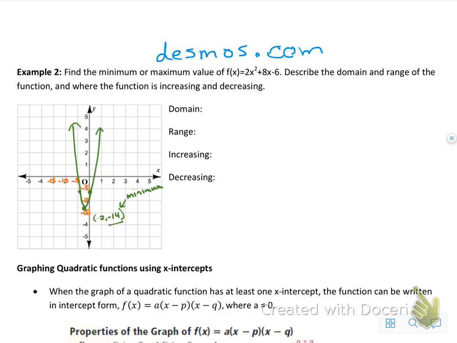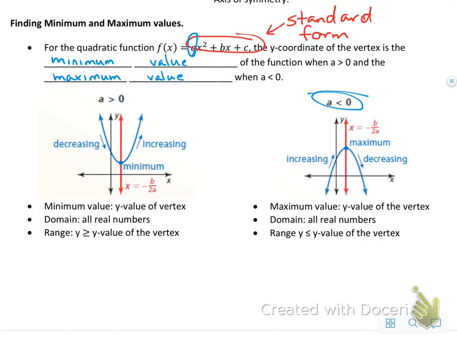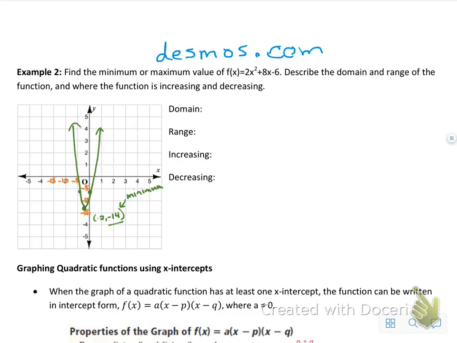Now we can find the domain, range, and increasing and decreasing intervals. The domain, as we said, if we look over here on the last page, is all real numbers. And we have this situation where a is greater than 0, so that means it's still all real numbers. So write all real numbers.